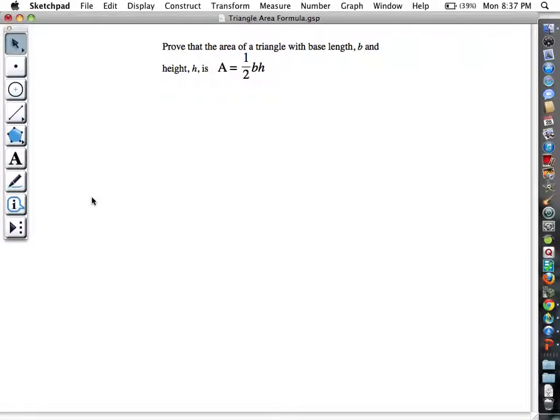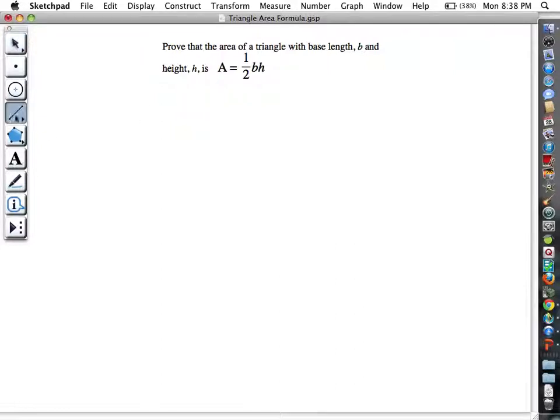So here we are proving that the area of a triangle with base length b and height h is A equals 1/2 base times height. As I analyze the structure of that formula, area equals 1/2 base times height, it occurs to me that the area of a triangle must be the same as the area of a rectangle that has half of the base length of the triangle but the same height, or half the height of the triangle but the same base.